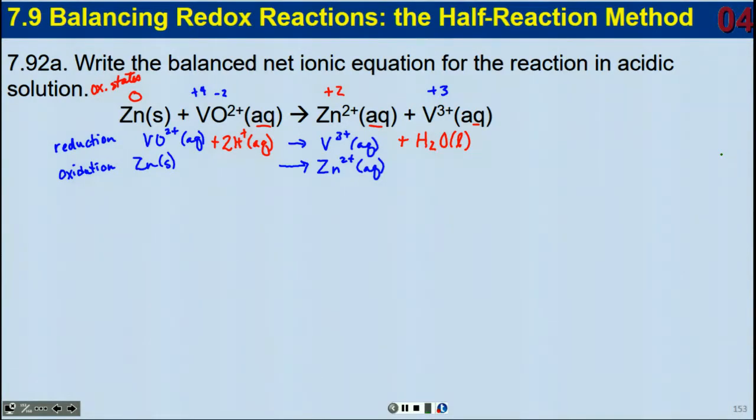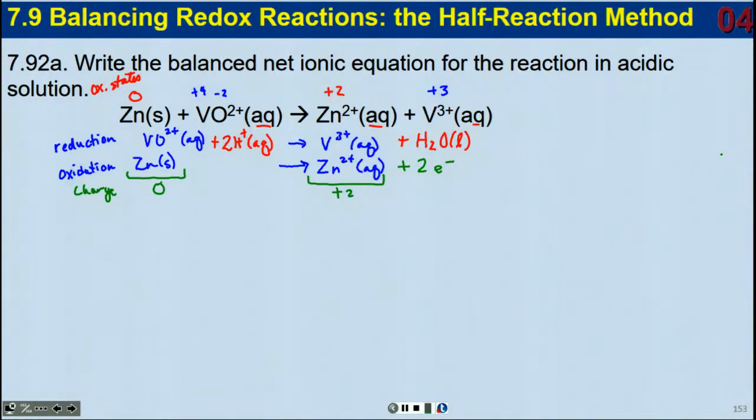Balancing the charge for each half reaction. Let's do the second one first. It's the easiest. The overall charge here is 0, so the charge on the reactant side is 0. The charge here is, oh yeah, +2. So we have to add some electrons to make that half reaction come out right.